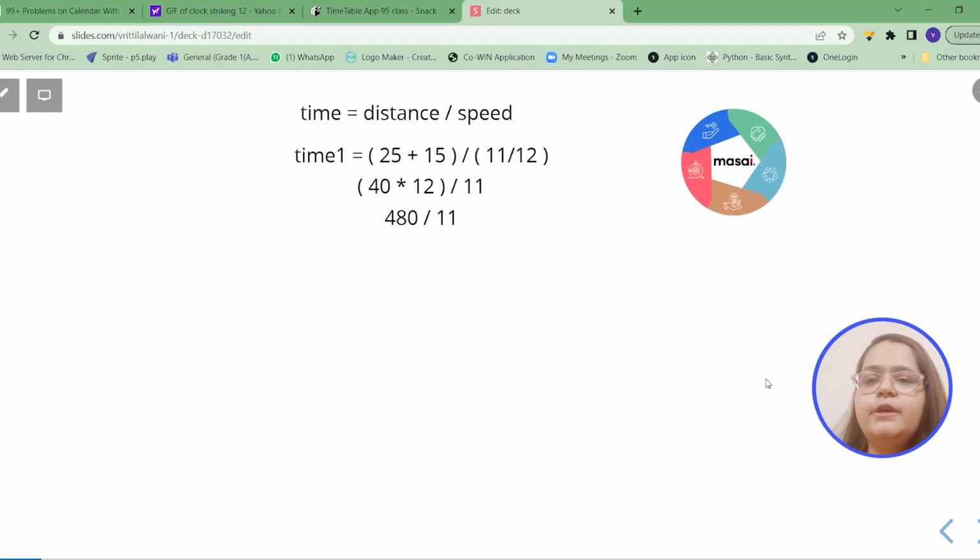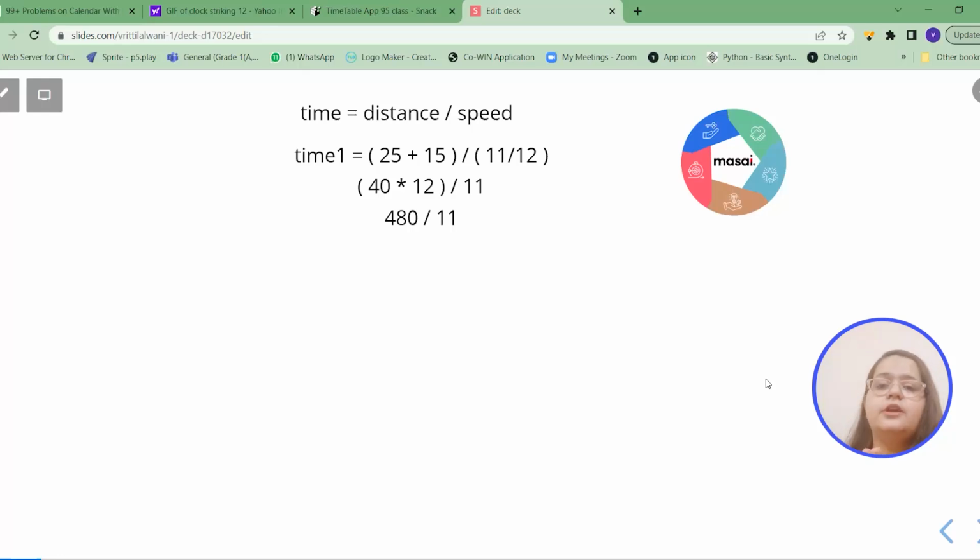Time equals distance upon speed. Distance is nothing but the divisions. So the divisions the hour and minute hand would be taking up, that is 25 divisions plus 15 divisions. 25 came from the hour, that is 5, and 15 came from the angle, that is 90 degree. And we know the relative speed, that is 11 by 12. So simple, 480 divided by 11.